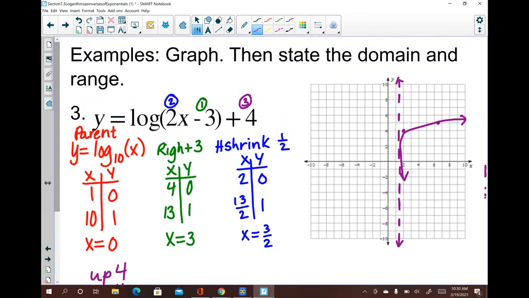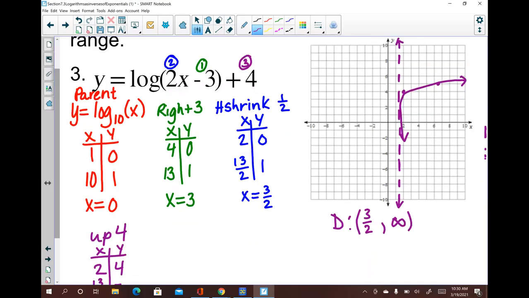The last step is your domain and range. The domain is cut off by the asymptote. So our domain is going to be from the asymptote, but not touching it, to infinity, because we're going off to the right. And then the range of any logarithm is negative infinity to infinity.